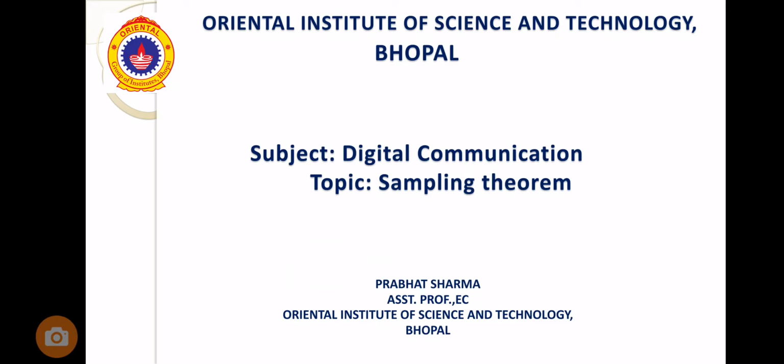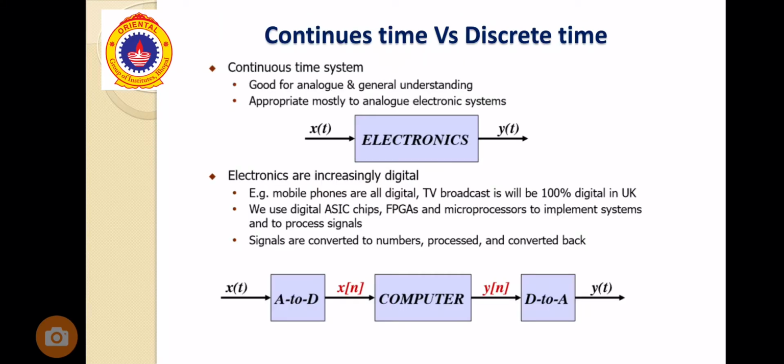So today my lecture topic is Sampling Theorem. This topic comes under the subject Digital Communication. First we start with continuous time versus discrete time signals. We have two types of systems, continuous time system and discrete time system. Continuous time systems are good for the analog and the general understanding, approximating mostly analog electronic systems.